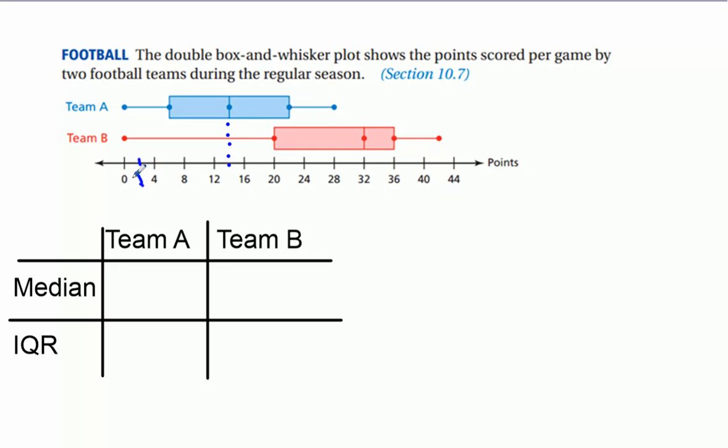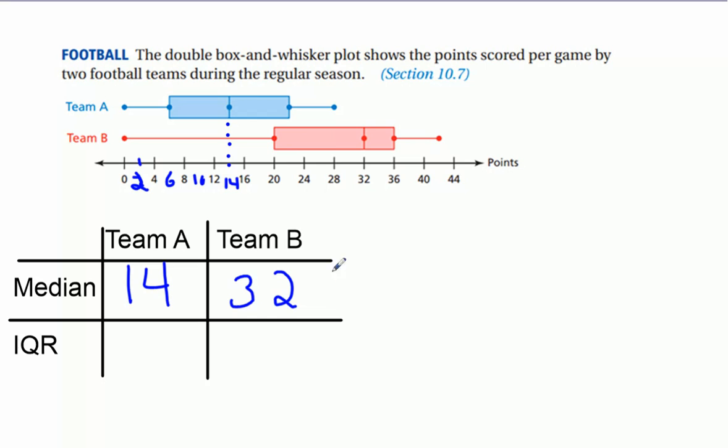That's 2. Sorry, that's a terrible 2. Let's try that again. That's 2. So if you count 2, 4, this one in the middle would be 6, this is 8, this is 10, this is 12, which means this guy in the middle should be 14. How about Team B? Oh, right on the money, 32.